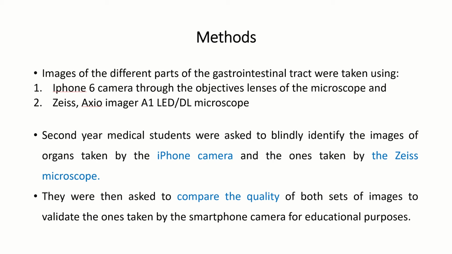For our methods, 84 second-year medical students received lectures on GI system histology. Shortly afterwards, they were invited to voluntarily participate in a survey where they were asked to blindly identify gastrointestinal system histology images, taken with both an iPhone 6 and a Zeiss microscope. Tissues included in the quiz were esophagus, stomach, duodenum, jejunum, colon, anorectal junction, liver, portal triad, pancreas, and gallbladder.